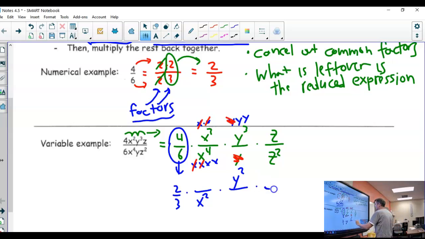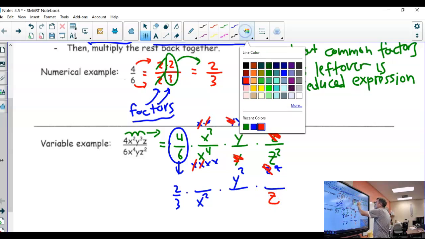And then finally, the z's. So what I have with the z's is I have 1 on top, but I have 2 of them on the bottom, right? Z squared. So when I go to cancel out the z's, I can cancel out 1 of them, but then I'm still left with 1 z on the bottom.